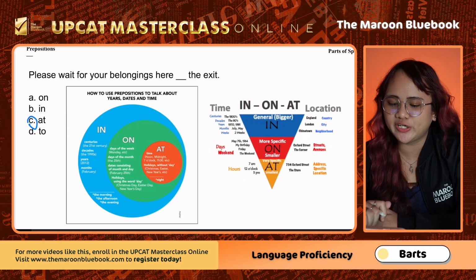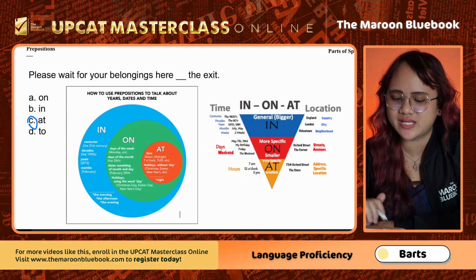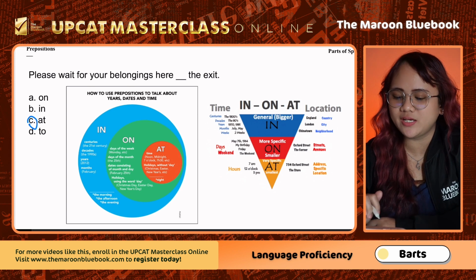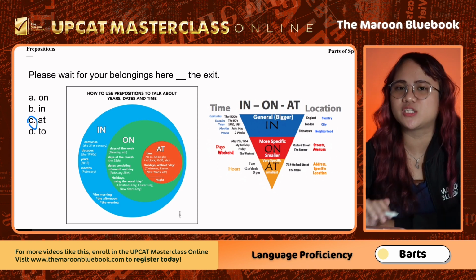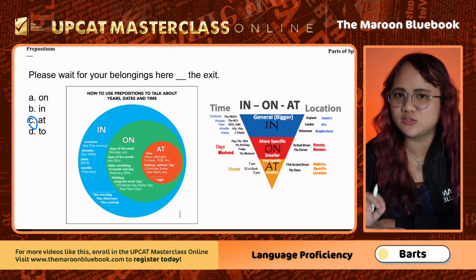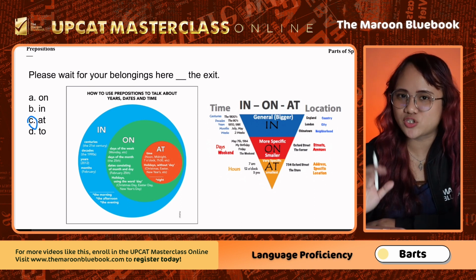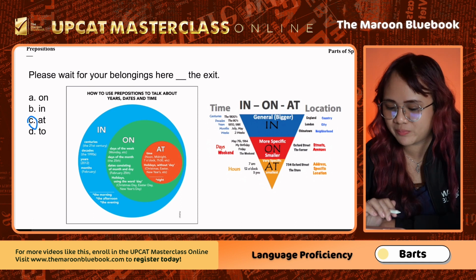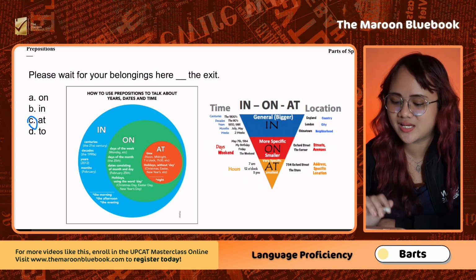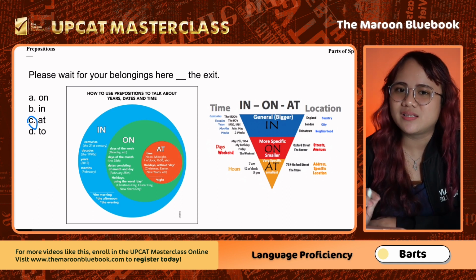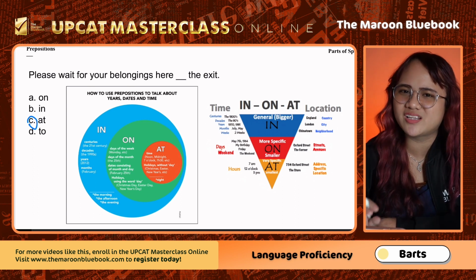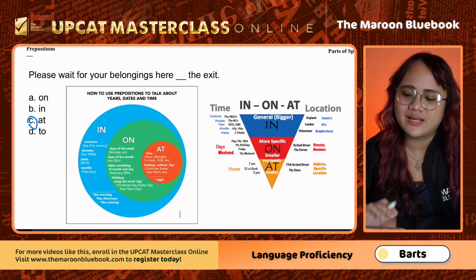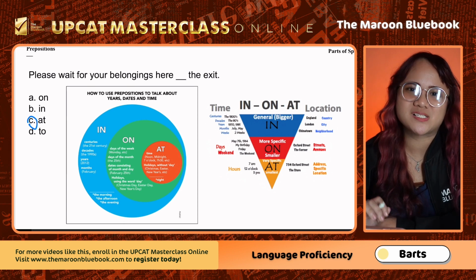So now that you learned about some hacks, tactics, about the usage of in, on, and at, in terms of prepositions of place and prepositions of time, just make sure to familiarize yourself with this. Try to correct yourself when you do commit these mistakes in using in, on, and at. And of course, this would prove to be helpful when you're answering your exam because there are a lot of items in the UPCAT that would make use of prepositions.